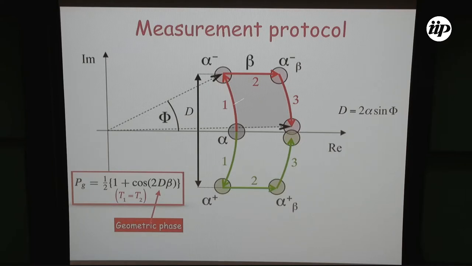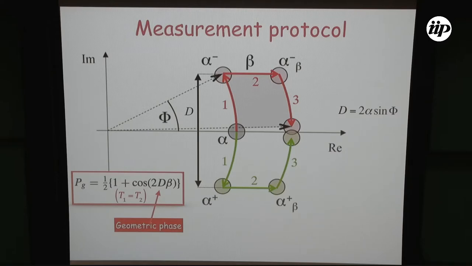2d times beta. So this is just geometric phase in this process. You start with the two together. You go like this. And now you go back. So you have this area here, which is a geometric phase. So in fact, this is a measurement, if you want, of the geometrical phase, which gives me information on the parameter, which is the amplitude of the field that is injected. Okay? So that's the idea.